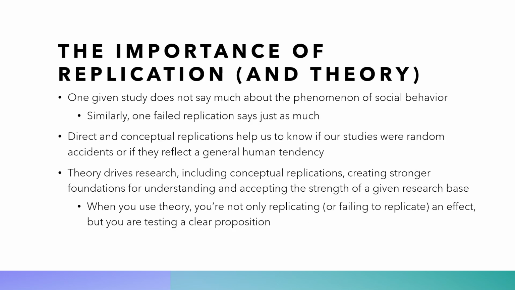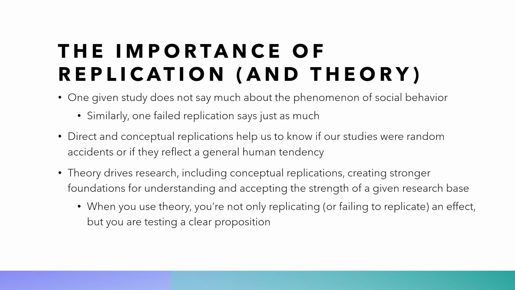So I'm bringing up these issues in science and replication not because I want you guys to feel negatively about social psychology. Not at all. Rather, I want you to understand the importance of replication and of theory. Any given study does not say much about the phenomenon of social behavior. But similarly, one failed replication says just as much as one positive study. Right? So when we only have one study that represents an entire idea, you basically have nothing.